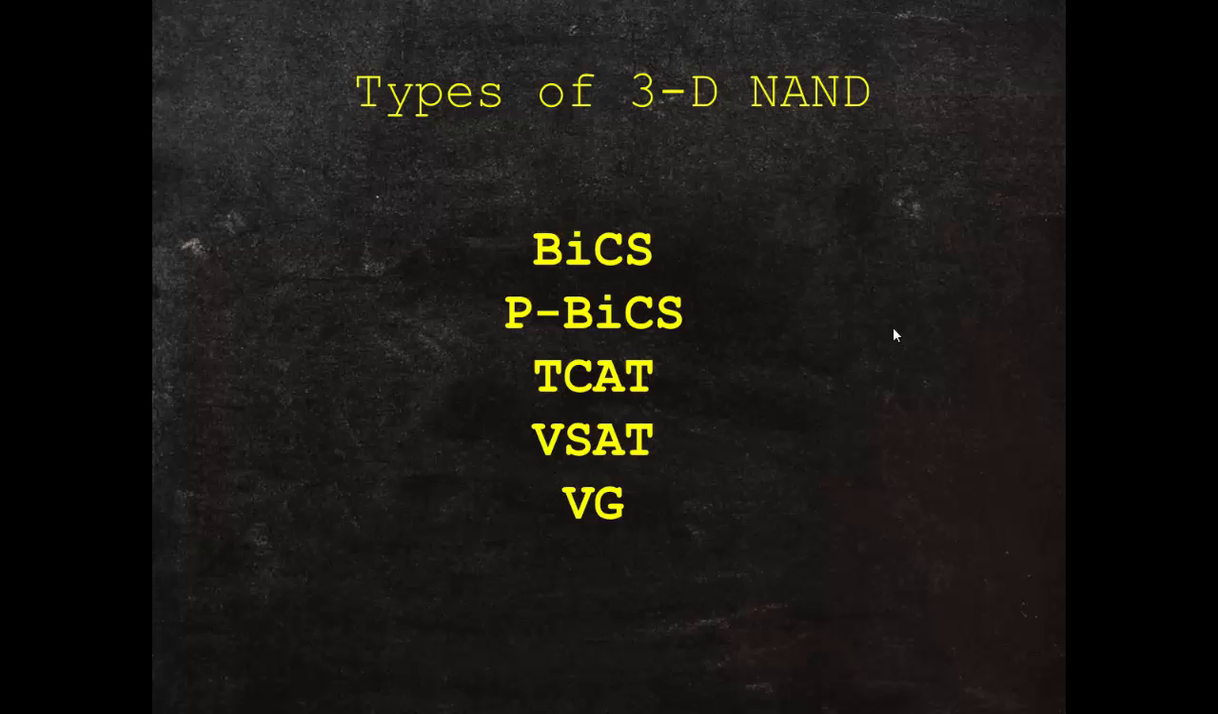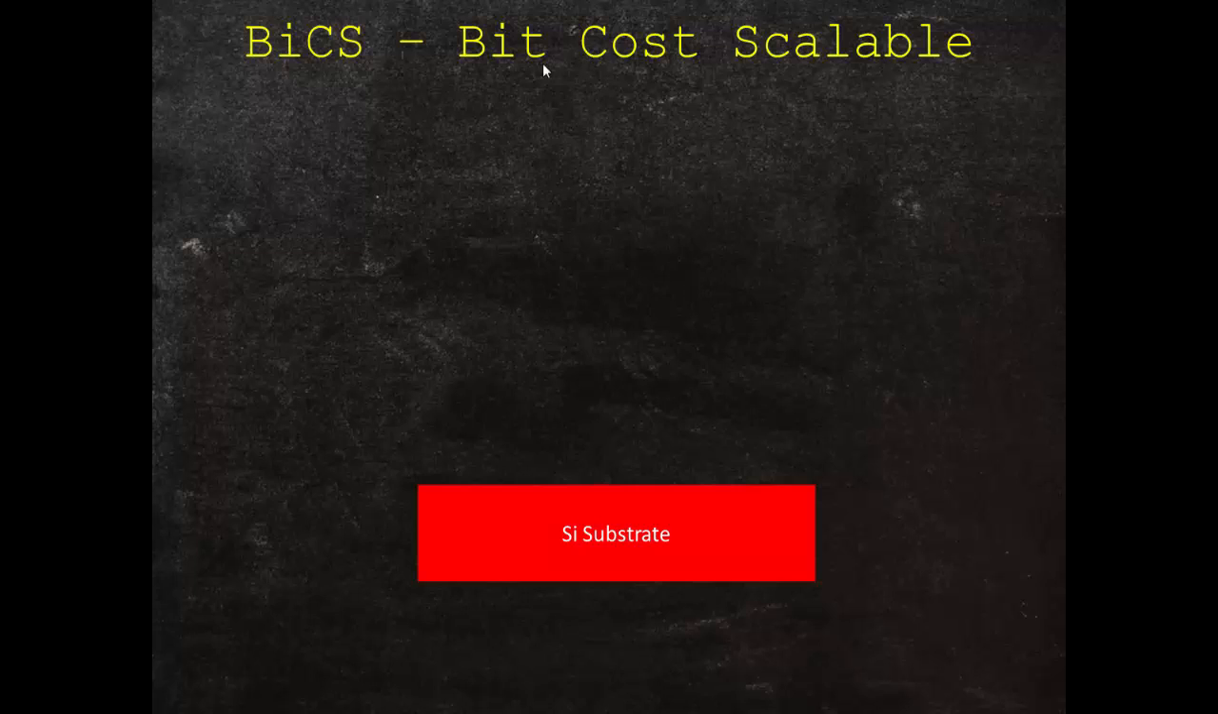So there are basically 5 types of NAND architectures. So we have the BiCS, the P-BiCS or pipe BiCS, TCAT, VSAT, and the vertical gate or VG. And I'll talk about what each one of these means as we go through. First, we'll start with BiCS, which is the bit cost scalable design.